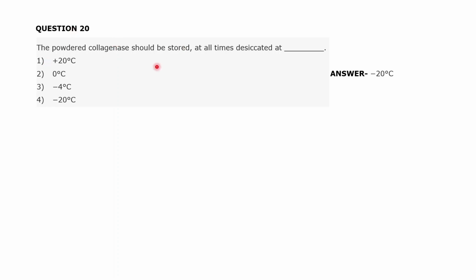The powdered collagenase should be stored at all times desiccated at minus 20 degrees Celsius. You can also store it at 2 to 8 degrees Celsius, no issue there, but it is preferable to store at the low temperature of minus 20 degrees Celsius. It's preferable not to store it at room temperature, because it will degrade rapidly over time. It degrades anyway, but the process becomes rapid. So I think the question is clear. Does anyone have any doubt regarding this?